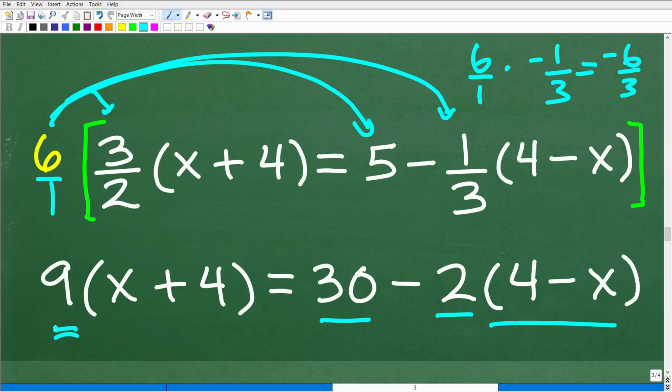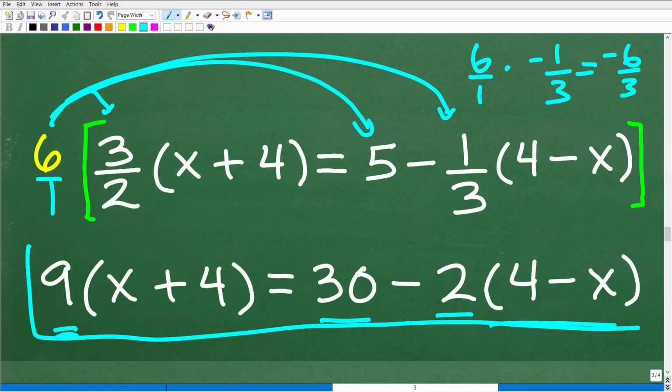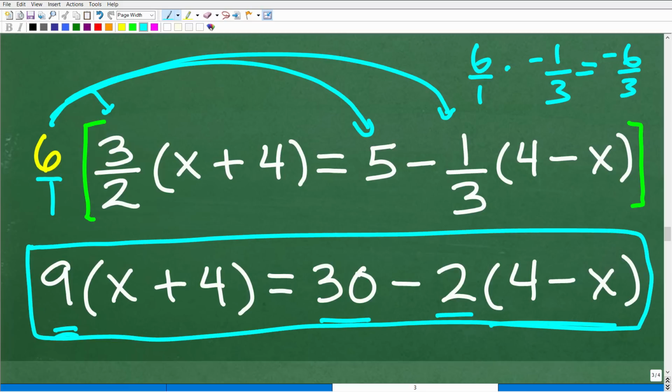We just took our LCD and we converted our equation, or rewrote it, where we have no fractions. So this is definitely cause for celebration. If I gave most of you this equation, it would be so much easier to solve than the previous equation.